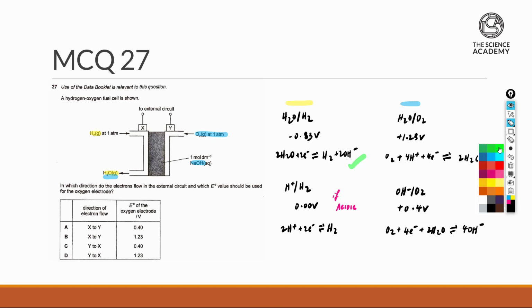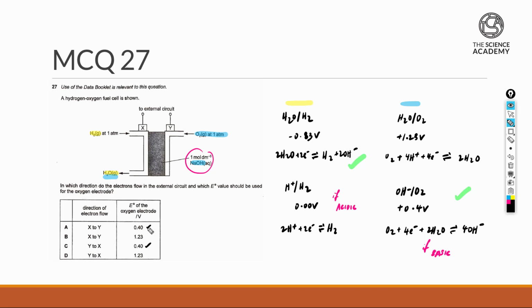So we should be using the second case over here rather than the first case, because this is to be used if conditions are considered basic or alkaline, and the presence of sodium hydroxide dictates that this was a basic situation here. And with that, we can see that the E naught of the oxygen electrode will be at 0.4 volts. So that part is being settled.